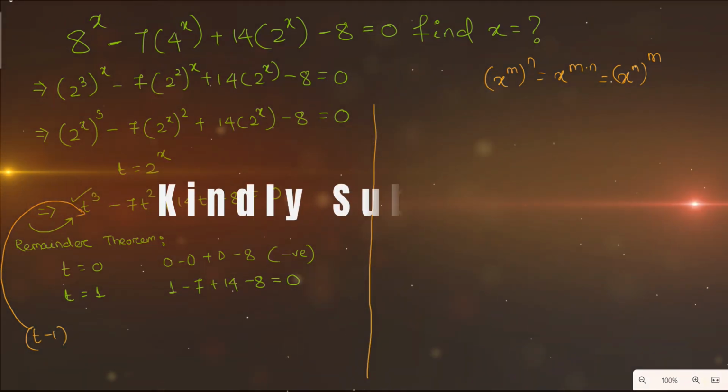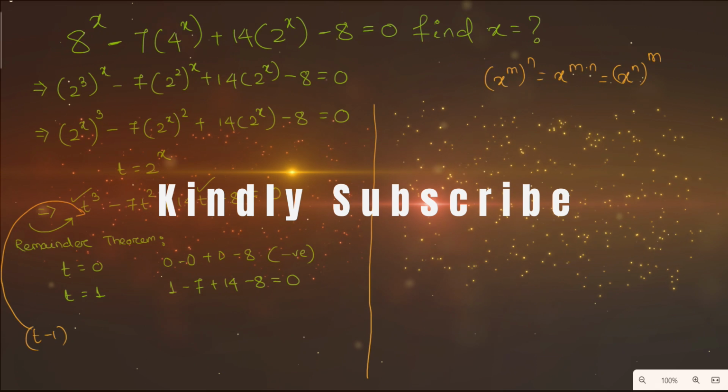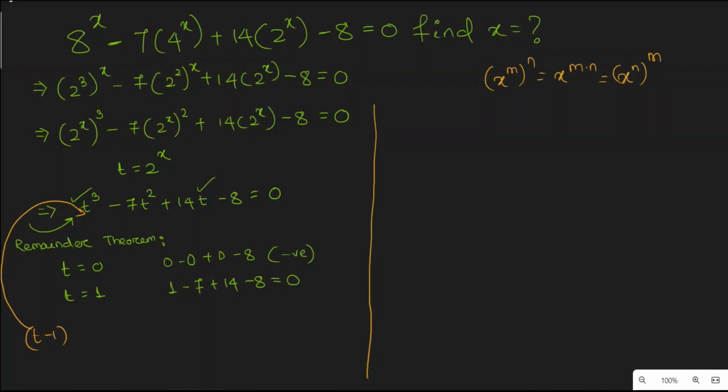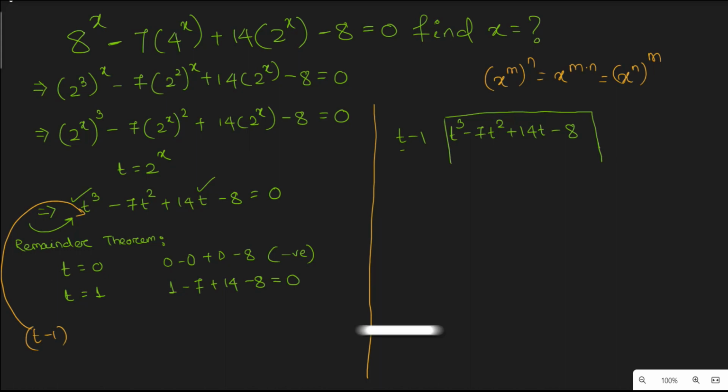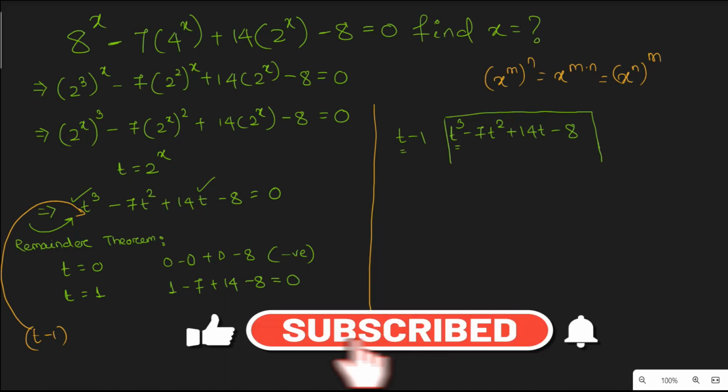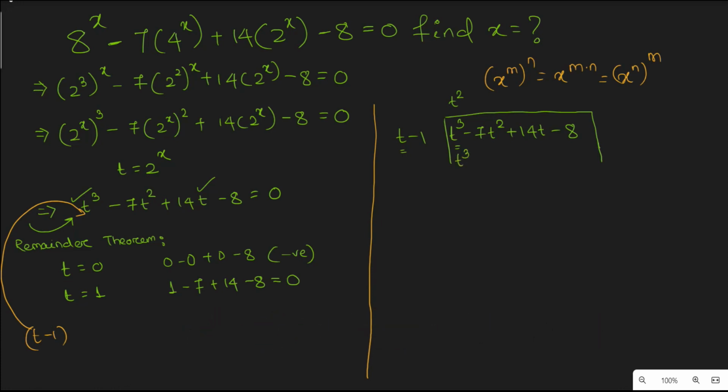So to find the other factors of this equation, we need to divide this equation by t minus 1. So let us write like this: t cube minus 7t square plus 14t minus 8 divided by t minus 1. As we know, we first divide t cube by t and the answer is t square. Then we write t square into t is t cube. Then we multiply this t square with minus 1. It will become minus t square.